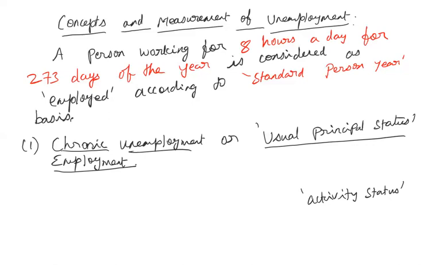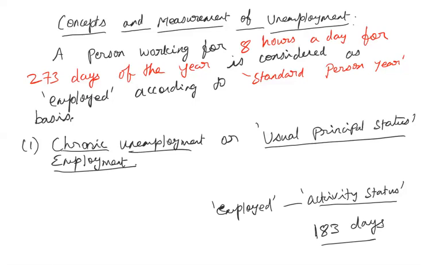He has to be working a minimum of 183 days out of the 365 days. Of course, it can be more than 183 days. So if for a minimum of 183 days before the survey, out of the total 365 days, his or her activity status shows actively employed, then that person is considered to be employed on a usual principal status.